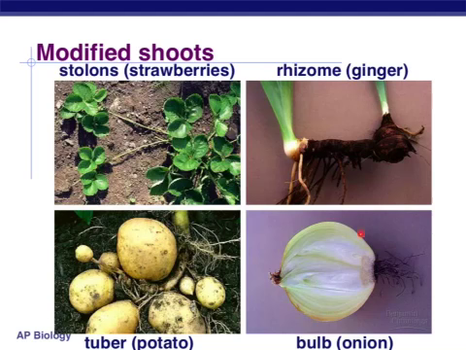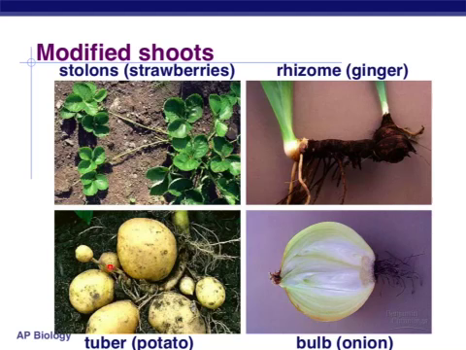Then we have onions, or bulbs. If you ever peeled an onion, you'd notice it has all these layers and layers and layers. Well, those are just leaves. They're modified shoots that just fold over themselves again and again and again. So this would be your shoot system, and then right here would be your roots.